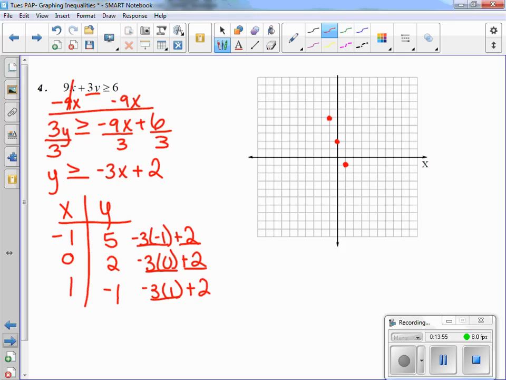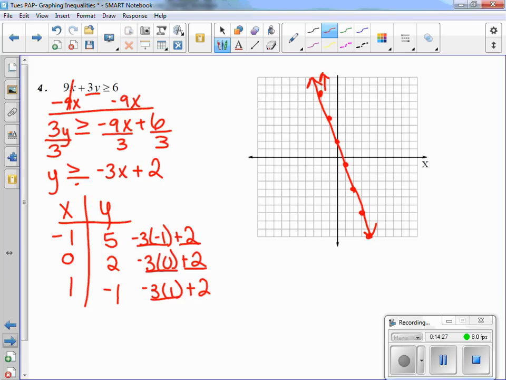As you notice, I'm going down 3 over 1, down 3 over 1. So I'm going to continue that rate of change, that same pattern, and do it in the other direction to complete my graph. Because this has an equal to sign, it's going to be solid. And I'm going to shade, here's the end of my line, I'm going to shade above it.